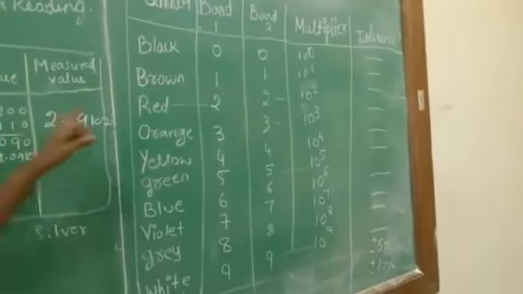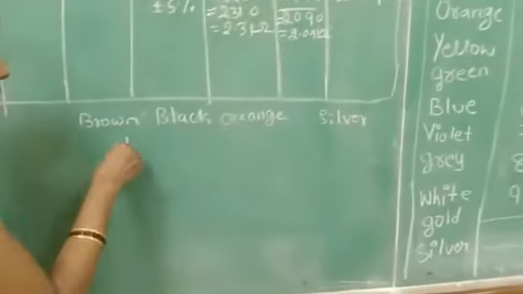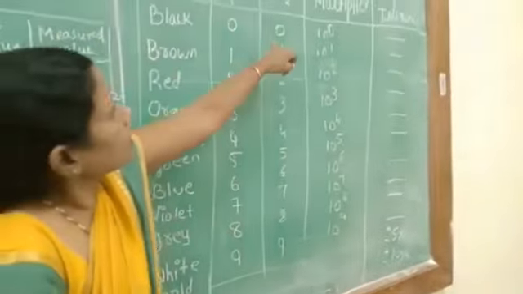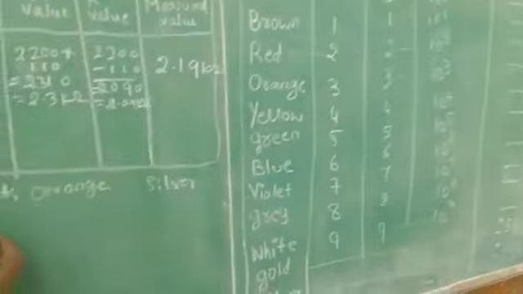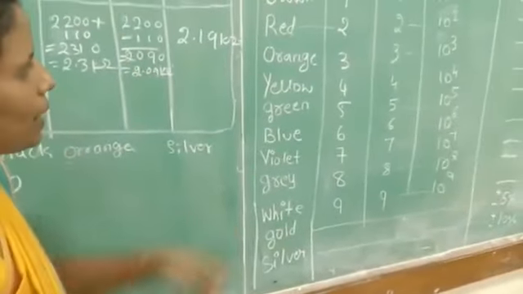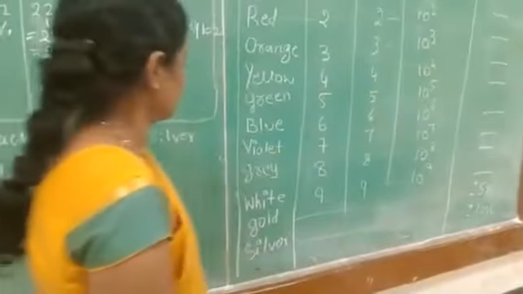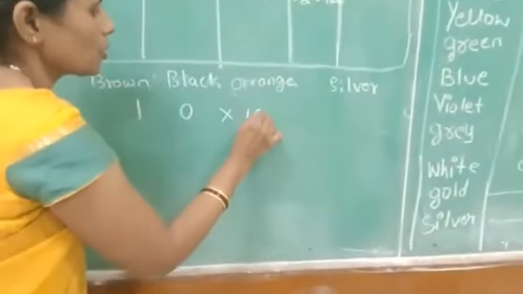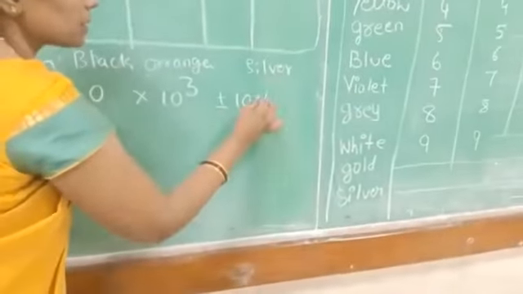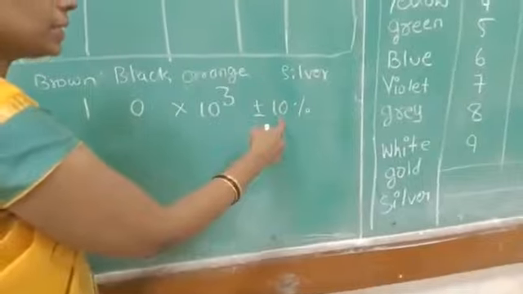The first one is brown. What is the value for brown? 1. So let us write 1 here. Next one is black. What is the value for the black second band? 0. So write 0. The third band color is orange, that is the multiplier. So orange has multiplier 10 to the power of 3. Silver is plus or minus 10%. In the earlier case I took gold, it was 5%, now it is 10%.